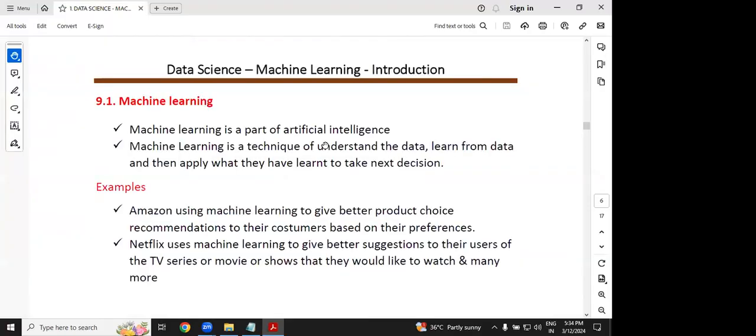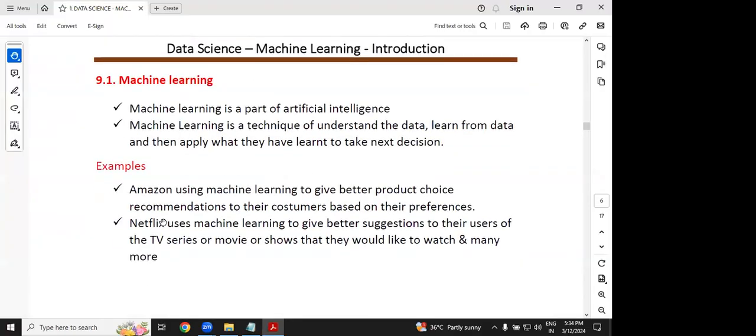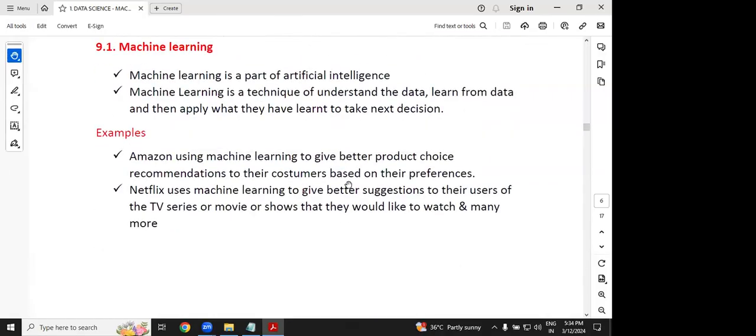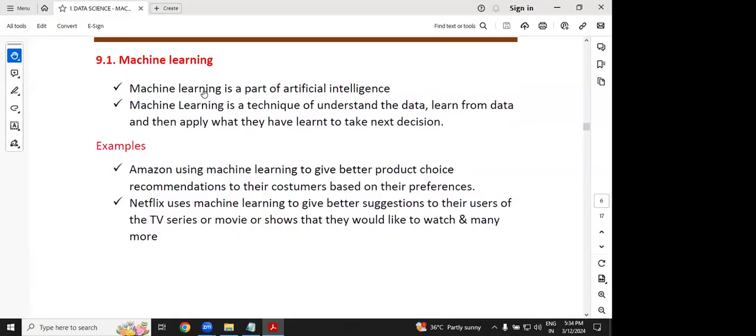By using machine learning, we can create models, and Amazon is one example. Netflix is one example. It's very simple, sir. Let me read one more time. Come on, read along with me. Machine learning is a part of AI. ML is a technique of understanding what exactly? Data. Next, it learns from data, and what it has learned, it will apply for the next step.